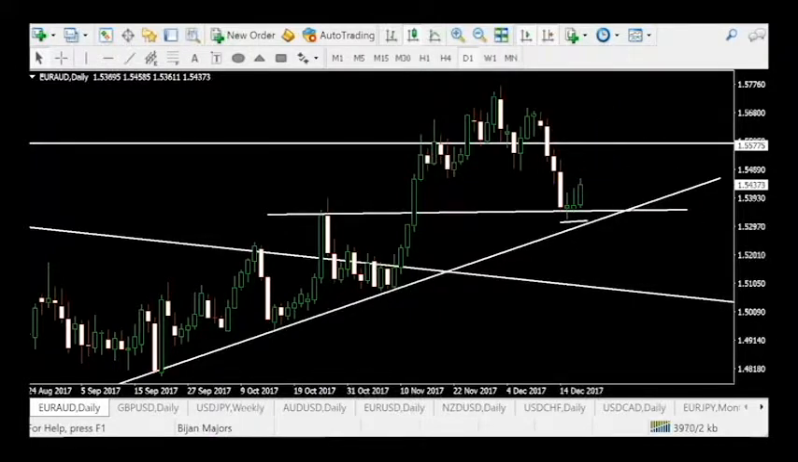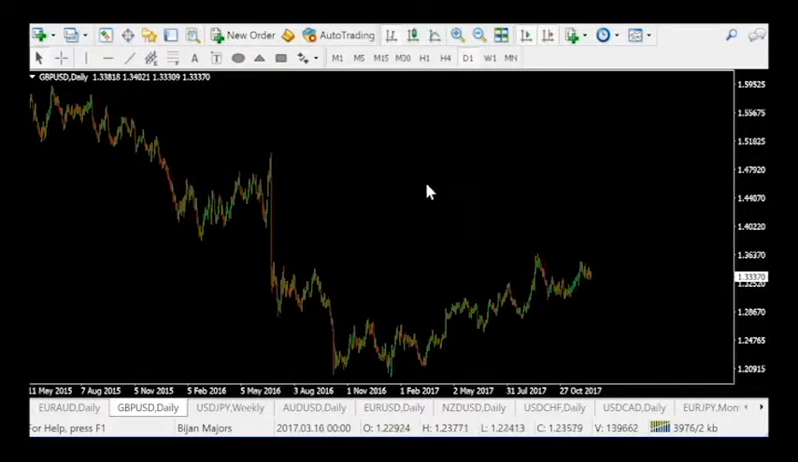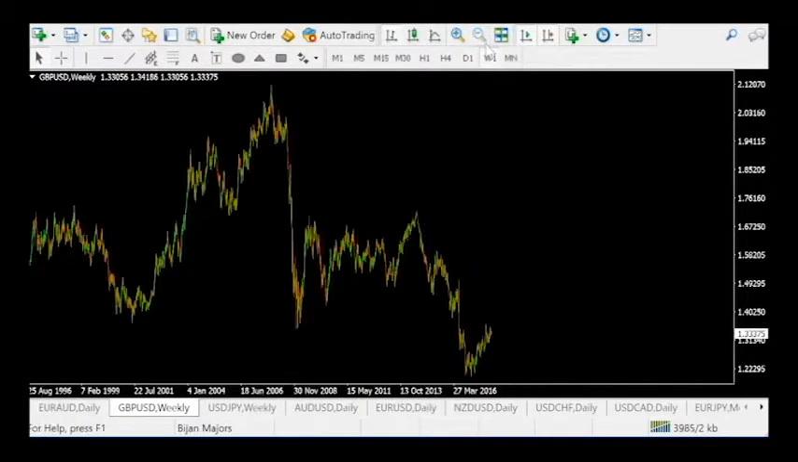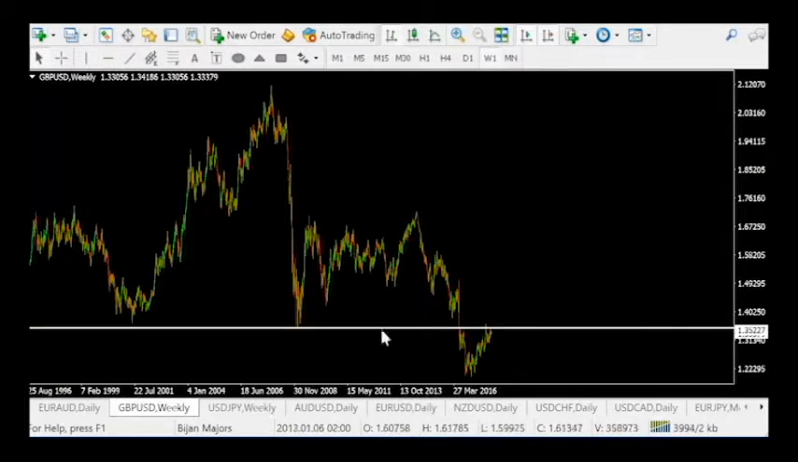All right, let's move on. Let's go to the pound US dollar. Let's go to the weekly and see where we are at the moment. This is quite a strong weekly level here.